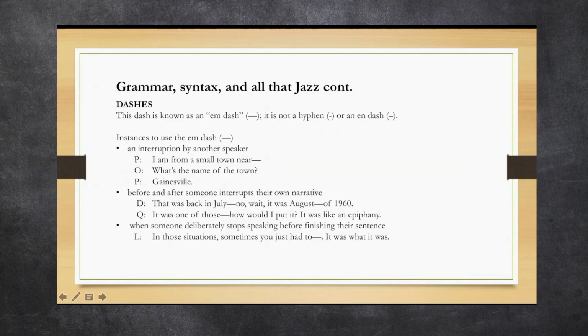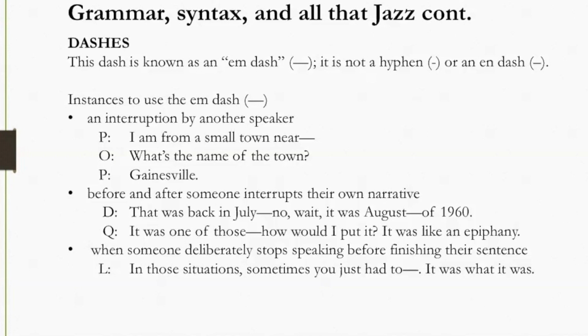So another part when it comes to the grammar and syntax are dashes, known as the Mdash. It's not a hyphen nor an N-dash, it's the longer one. The instances that you would use these, which are quite often in these dialogues, because they are between two people and conversation is fluid, so people start and stop at the same times. So it'd be used through an interruption by another speaker. So in this example, P is speaking, and then in the middle of it, the O starts to speak, and then they answer. So "I am from a small town near." You would put the Mdash as they're getting interrupted, write out the next sentence that's doing the interrupting, and then write out what's continuing.